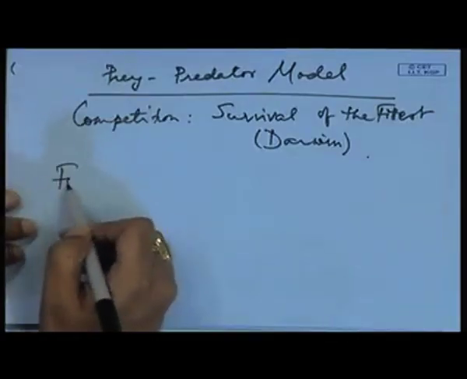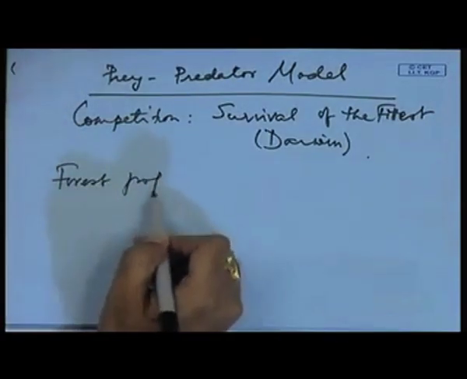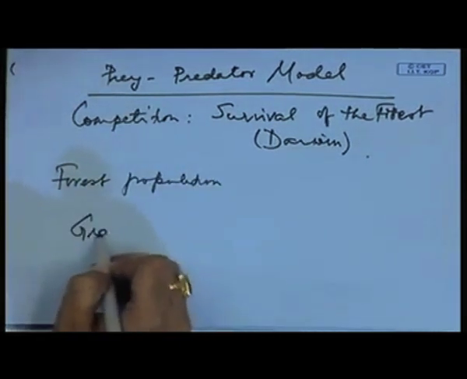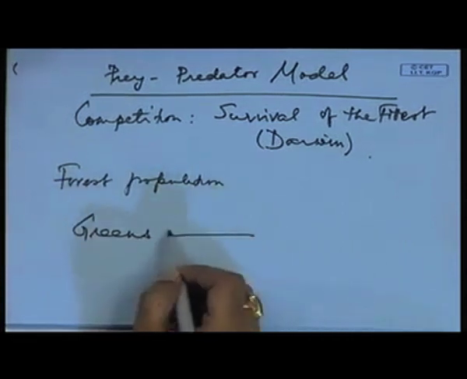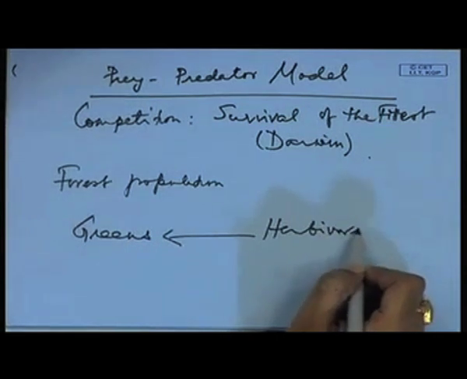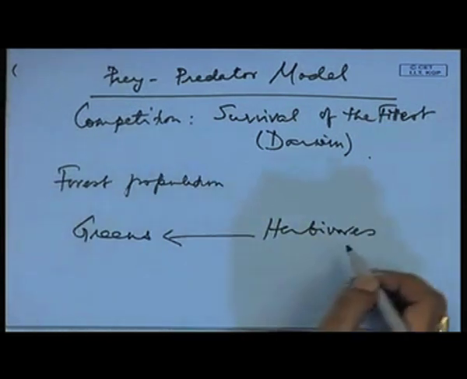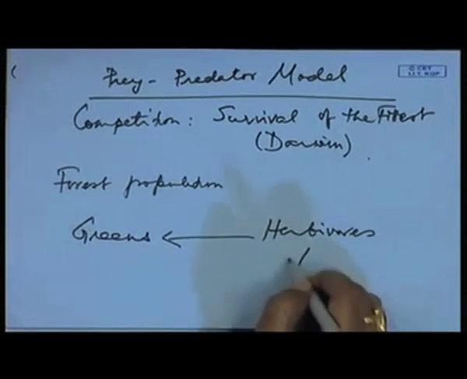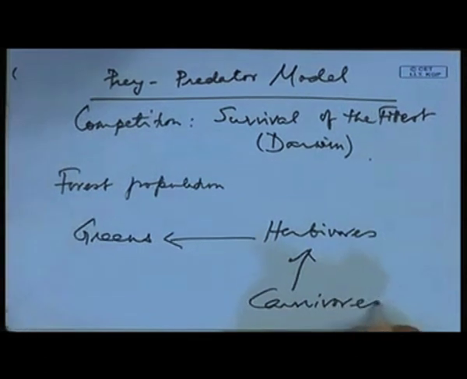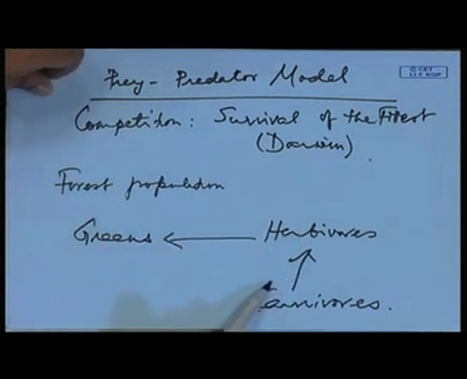So, this is a model for growth of this entire population. If I think of a forest population, you have the greens, which are eaten by the herbivores, and the herbivores are eaten by the carnivores. So, in this system, as you can see, the greens are not eaten directly by the carnivores, but only through the herbivores.